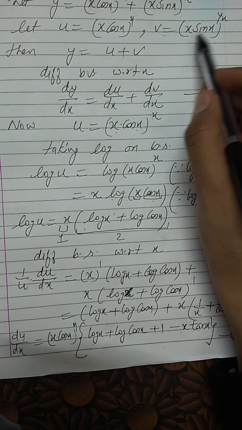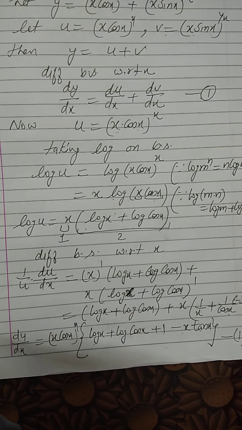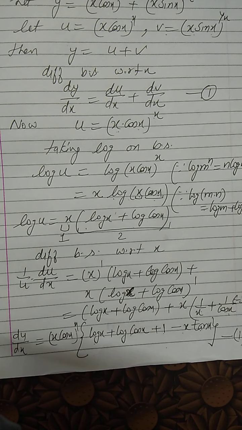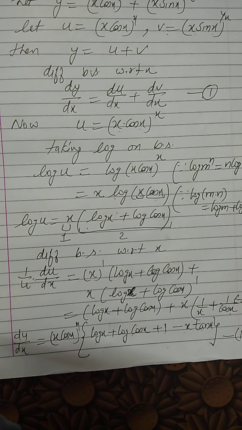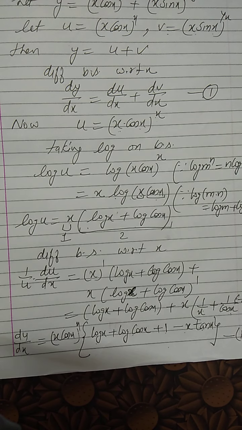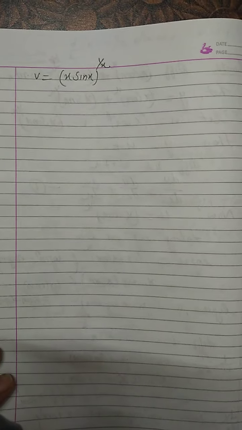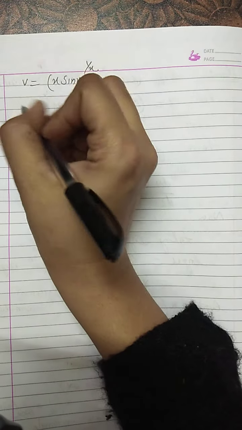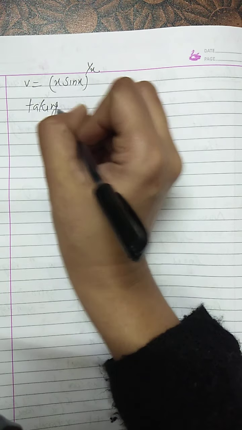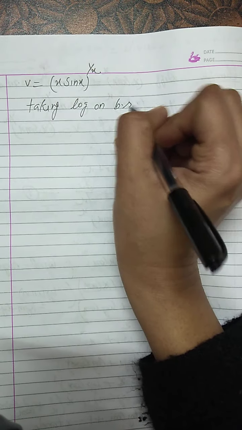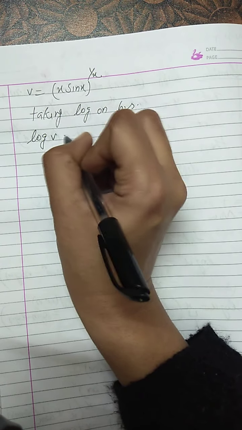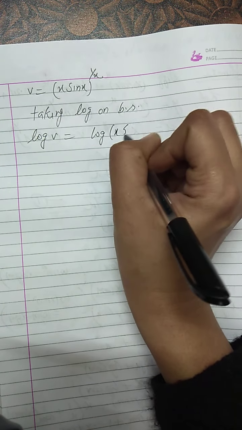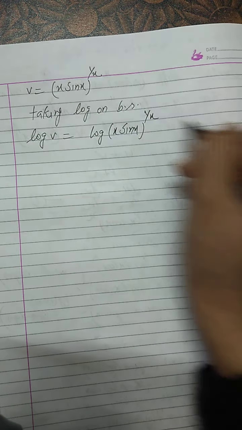Right? Same way we will consider v. What is v? (x sin x) whole power 1 by x. So once again, when we take v, we will take log on both sides, then differentiate, and get the value of dv by dx. So let us complete this sum. We will consider v now. So v, we have (x sin x) raised to power 1 by x. Once again we will write down, taking log on both sides, we will get log v is equal to log (x sin x) whole power 1 by x.